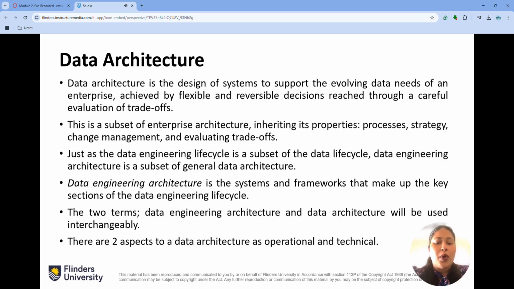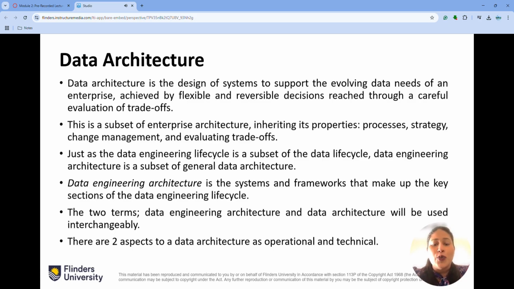So the key components of data architecture include, first, data storage systems such as databases, data warehouses, and data lakes. The second one, data integration processes such as ETL pipelines and data transformation. The third one, data governance and security, such as access control, compliance, and privacy policies. Then scalability and performance optimization, which includes distributed computing, indexing strategies, and so on.